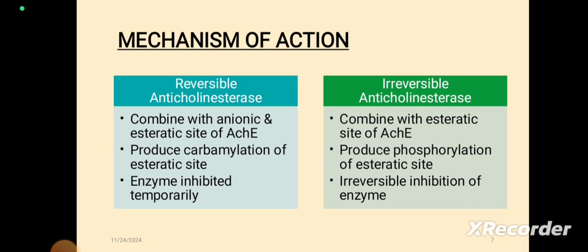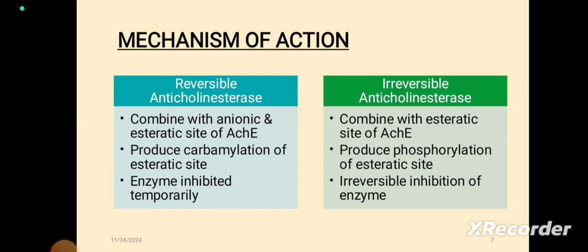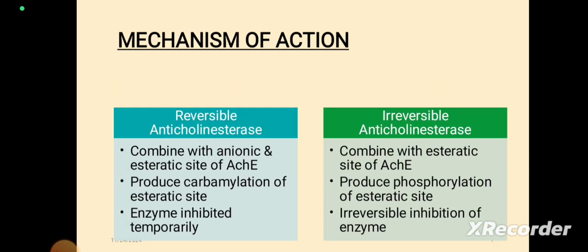Here you can see reversible anticholinesterases and irreversible anticholinesterases. Firstly, reversible anticholinesterases combine with the anionic and esteratic sites of acetylcholinesterase. They produce carbamylation of the esteratic site. So that's what we were saying about the carbamylated enzyme in the last slide.